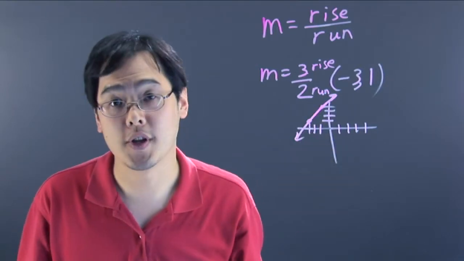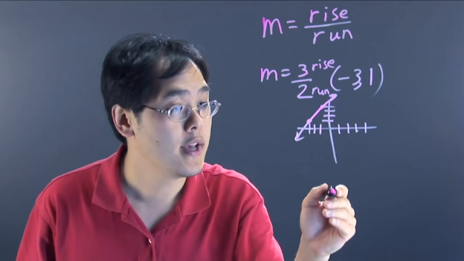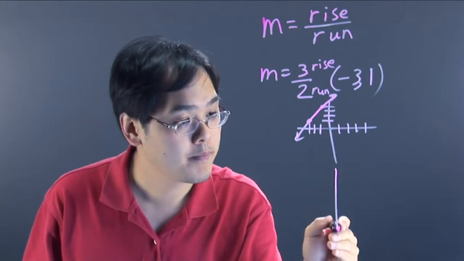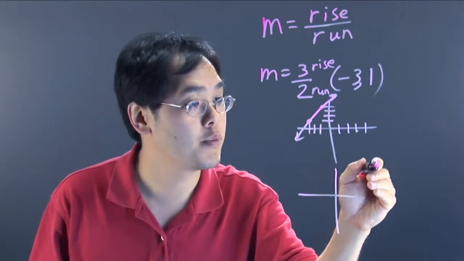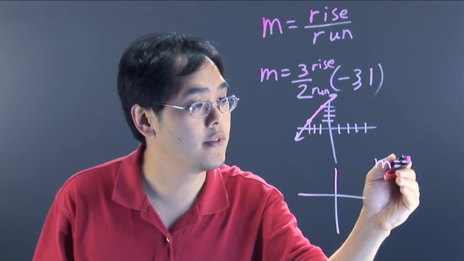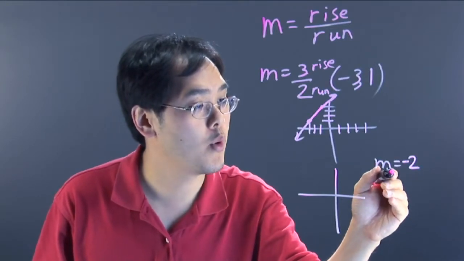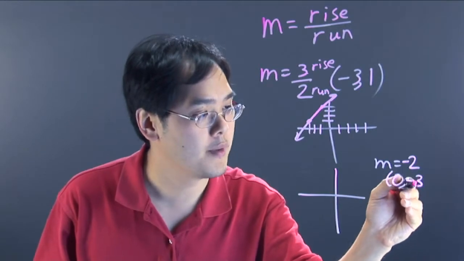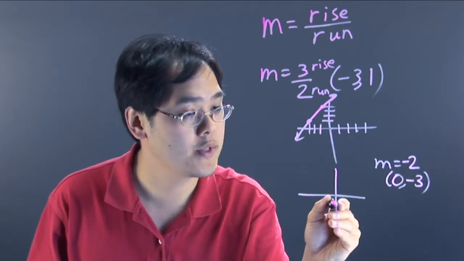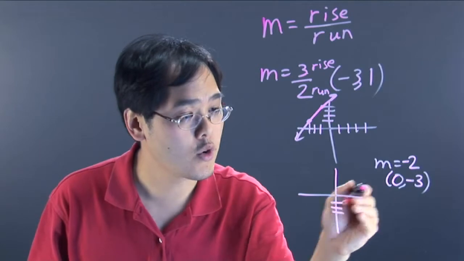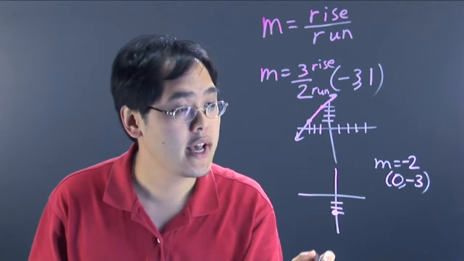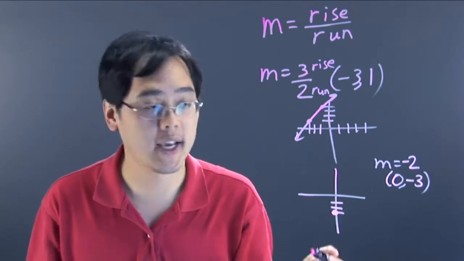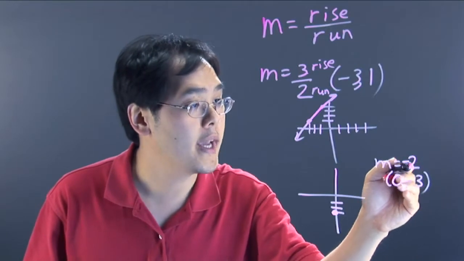Now, let's do another quick example so you can see what's going on. Now, suppose you have, let's just say the slope was -2, and you're given a point, let's just say 0, -3. Now, what that means here is you're going to graph 0, -3 first, and then you're going to use the slope -2.